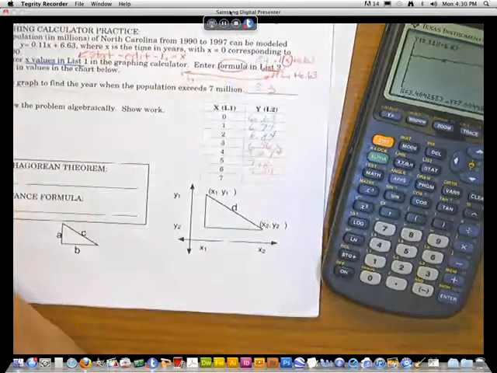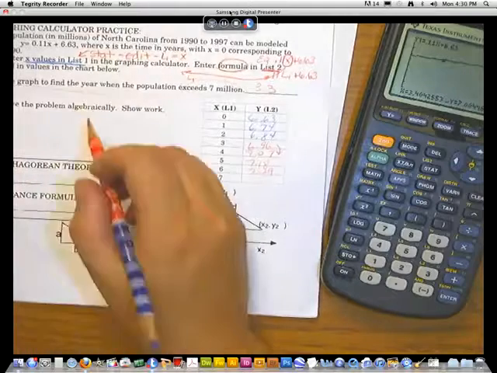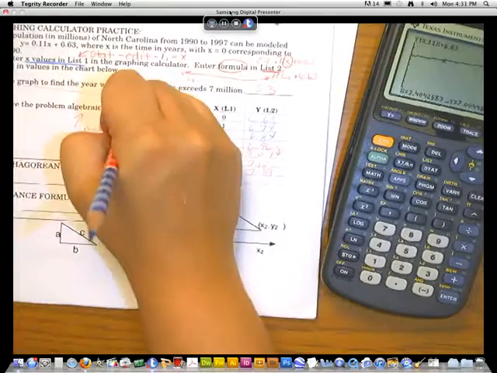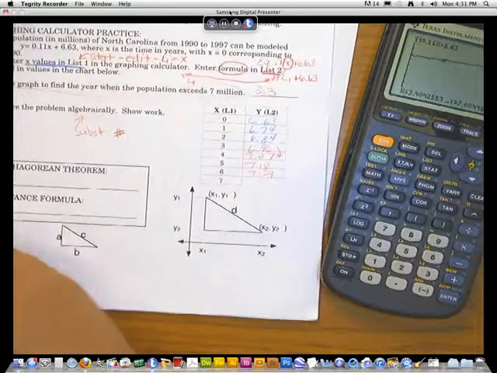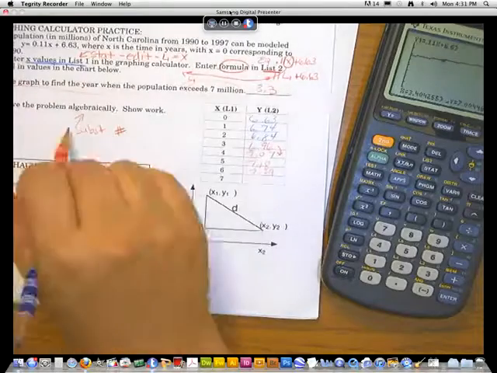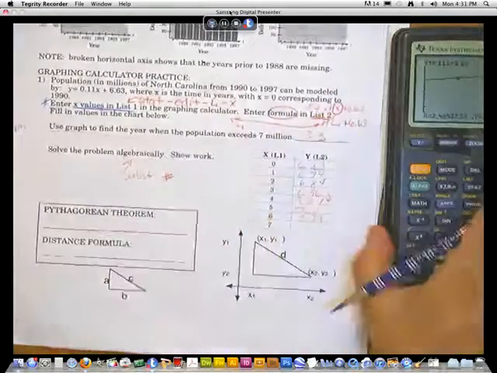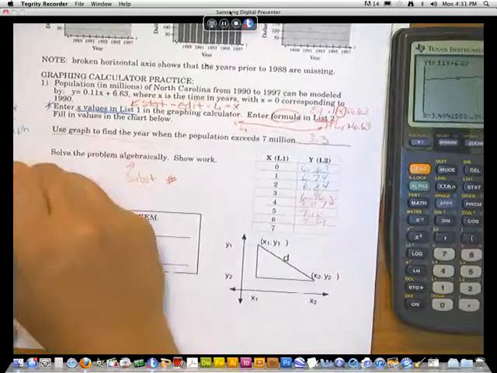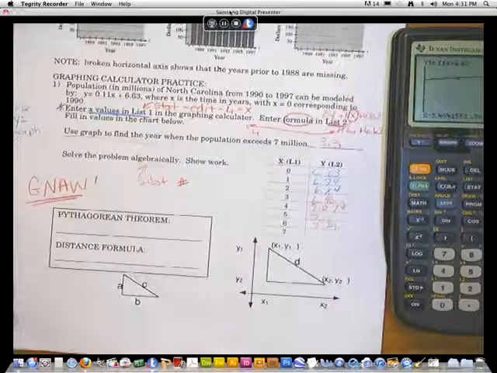To show the work algebraically is using our equation, we would just substitute in numbers. So I would substitute in 3, I would substitute in 4, I would substitute in 3.3 and try to see if I can find that. What we call this is the GNAW process. This is something you're going to become very, very familiar with.